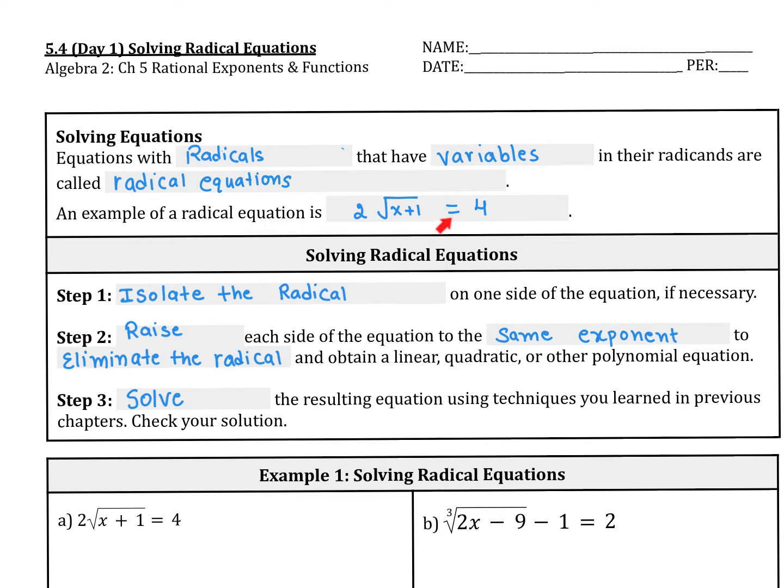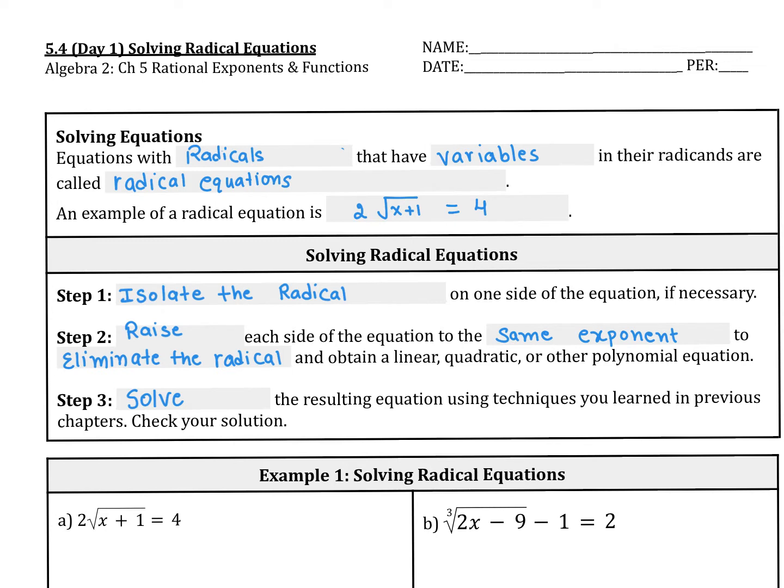Equation means you should have an equal sign. So this has an equal sign. And it has a variable inside the radical symbol. Next is solving radical equations. What are the steps that you need to solve radical equations?